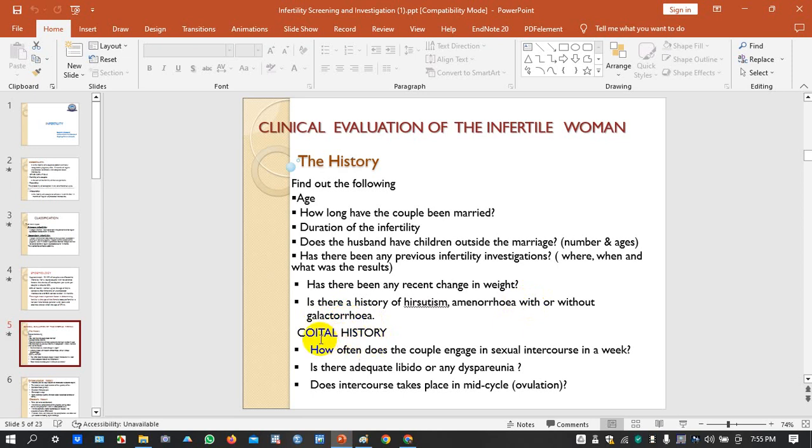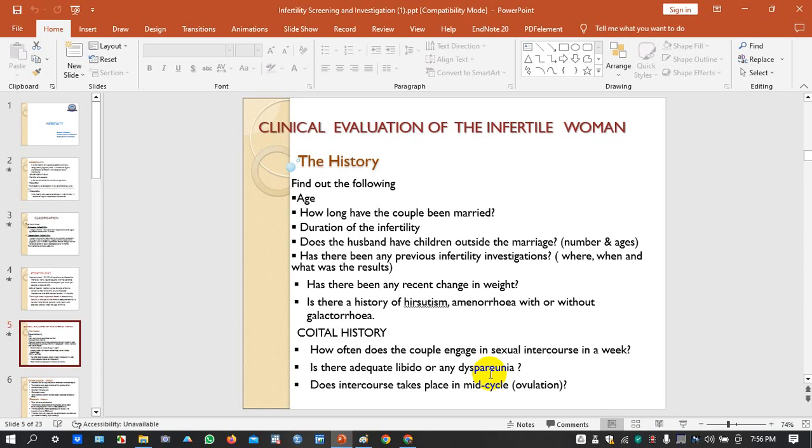Coital history or sexual history. How often does the couple engage in sexual intercourse in a week? Is there adequate libido, that's the sexual drive, or any dyspareunia? You are saying you are having sex. The dyspareunia means what? Pains. When you are having dyspareunia, it means that you are having painful sex.